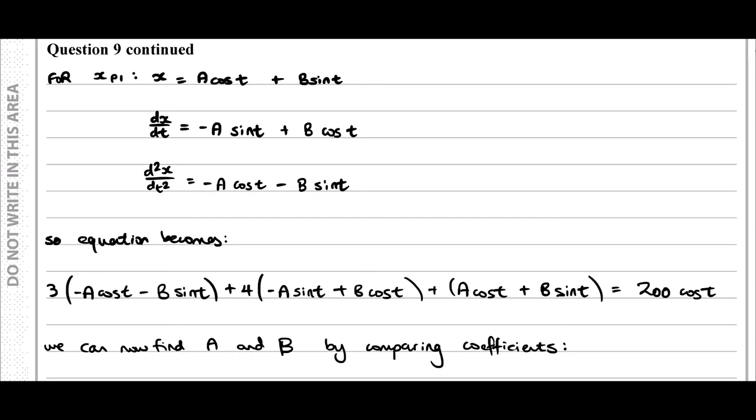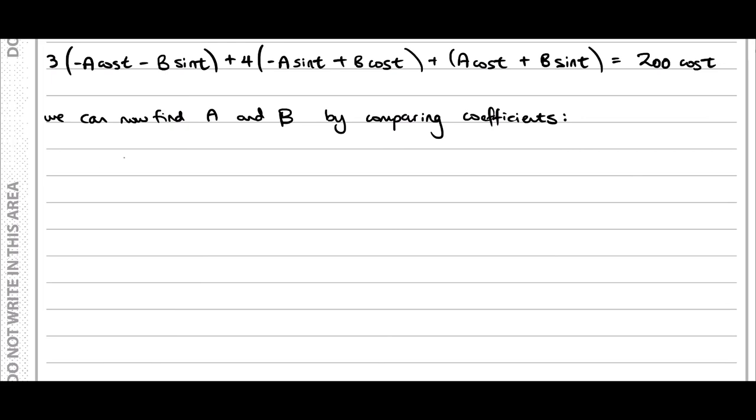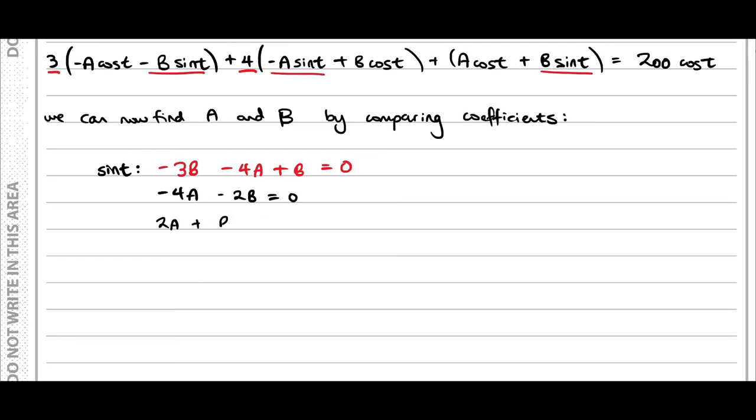With that being said, if we take a look at the sin t terms, on the left-hand side we have 3 times −b, so we have −3b. Then we have 4 lots of −a, so we have −4a. And then we have another b. On the right-hand side, we have 0 of them. So we have −4a − 2b = 0, so 2a + b = 0. We'll call this equation 1. And if we look at the cos t terms, on the left-hand side we have 3 lots of −a of them.